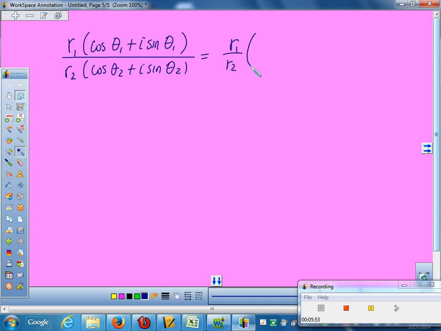It's actually a matter of where they're located. What would be the logical way to subtract them? 1 minus 2. Yeah, it's going to be the top one minus the bottom one. So you're going to do cosine of angle 1 minus angle 2, and the sine of angle 1 minus angle 2. Since you're dividing, you will subtract those angles.